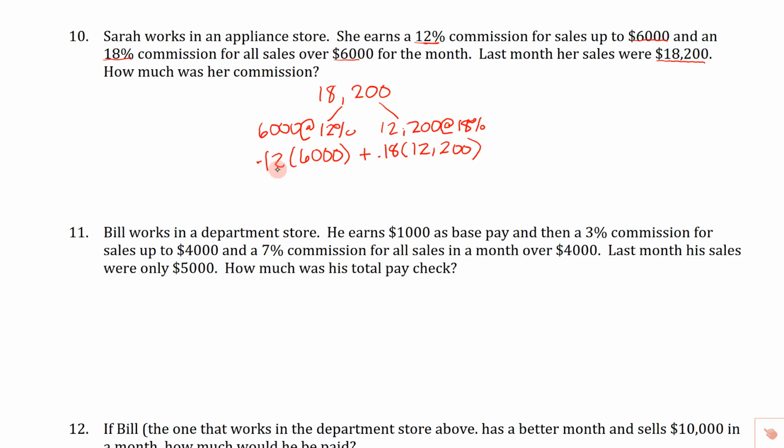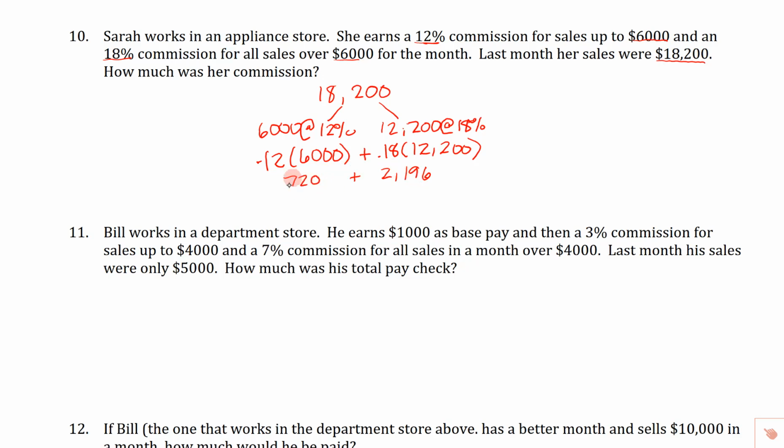All right, and 0.12 times 6,000, that ends up giving us 720. And we're going to add that to her other commission. So 0.18 parentheses 12,200, close your parentheses. When you type that in your calculator, you get 2,196. And then we're just going to add those two values together.